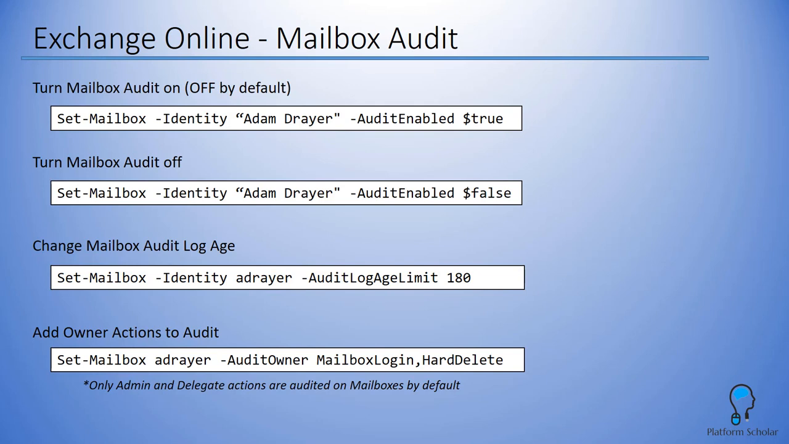If you want to track owner activity and not just non-owner activity, you can turn on the owner activity tracking for particular actions by specifying -AuditOwner and then the activities that you want to track. And this is assuming you've already enabled mailbox logging to begin with.